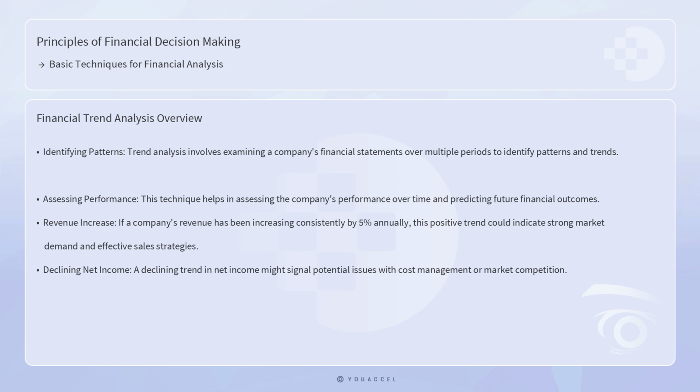Conversely, a declining trend in net income might signal potential issues with cost management or market competition. Trend analysis provides a dynamic view of a company's financial health, allowing analysts to make more informed predictions about its future performance.